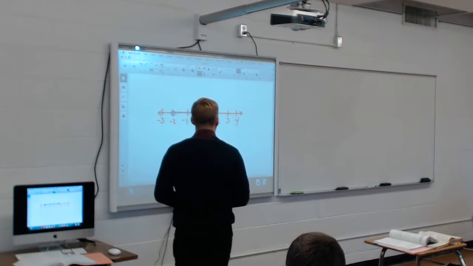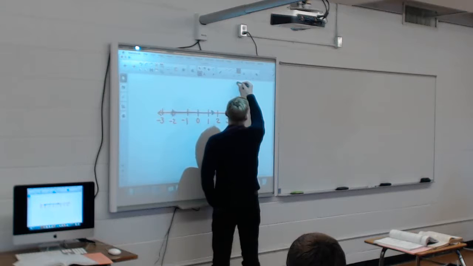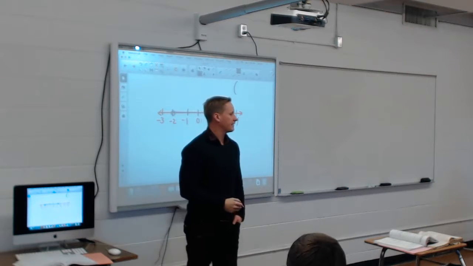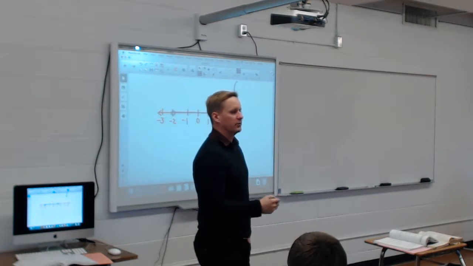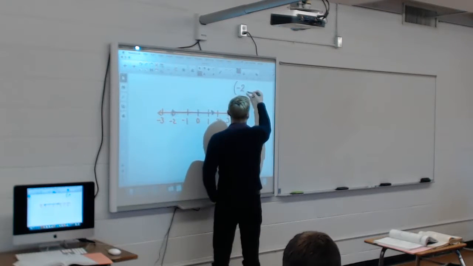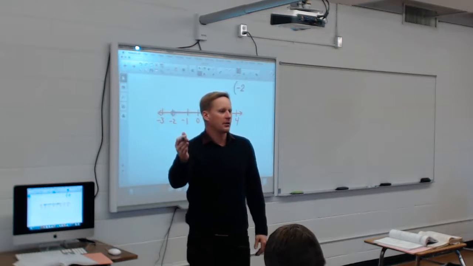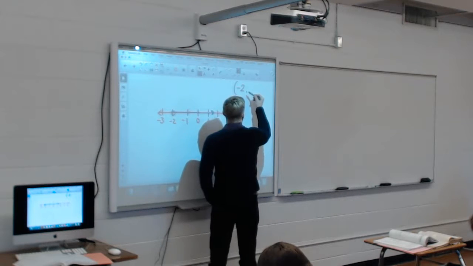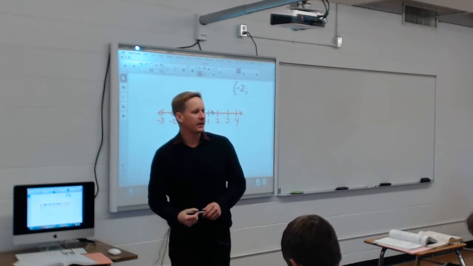Okay, well here's the first thing. In interval notation, I use a round bracket because why? It's open. It's not included. Fair enough? -2. Always start small, smallest value to largest value. -2, and what is the largest value that this graph has?